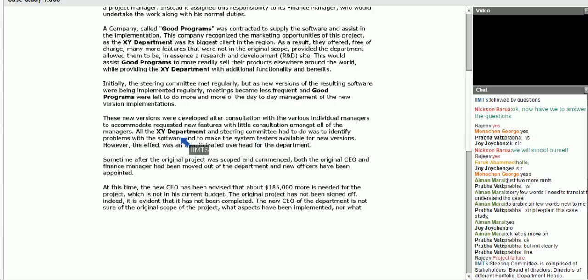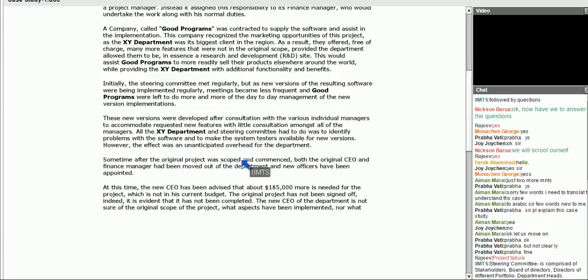So why is the XY department being involved? Since the software is being implemented, it is now the responsibility of the team of the XY department to ensure whether the software which the Good programmers have developed is as per their requirement, and whether it is fulfilling their needs or not. So they carry out the testing. To prepare the test cases and do user acceptance testing, XY department people interact with the Good program people.